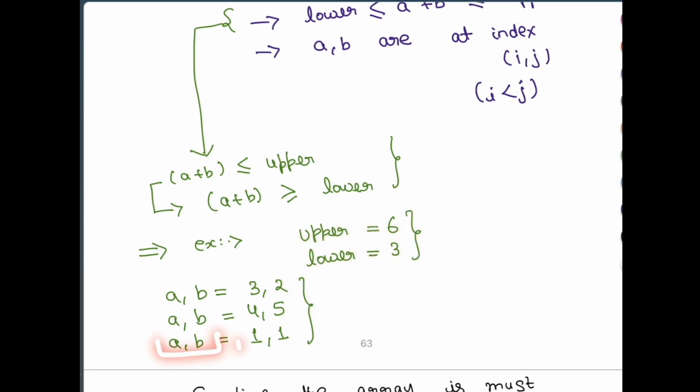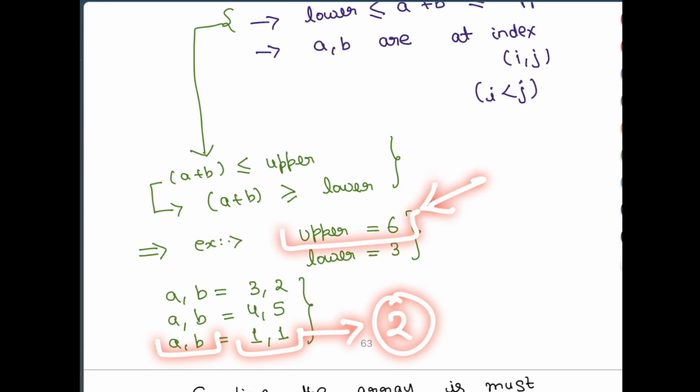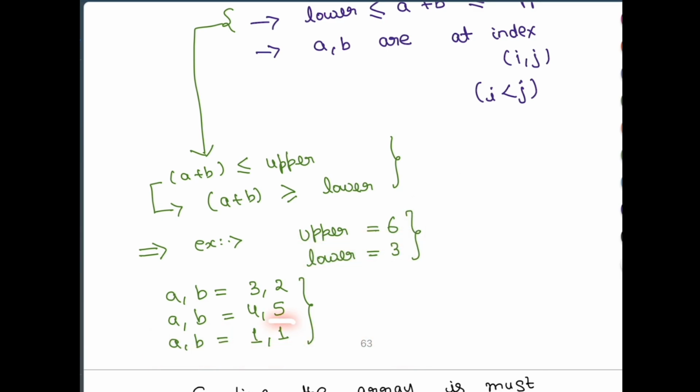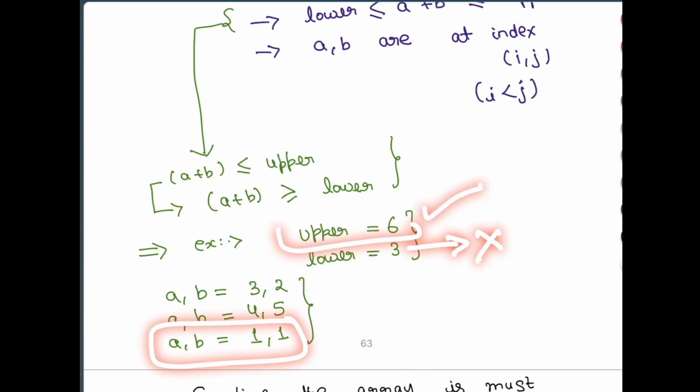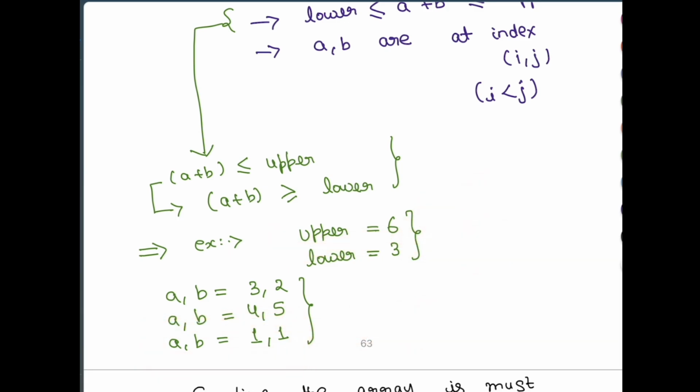What about when A, B is 1, 1? Then the sum is 2, right? I will check the first condition: the sum is 2 and it is less than or equal to the upper. That's fine. Now I will consider the second condition and check, is this 2 more than or equal to the lower? No, it is not. 2 is not more than 3, right? So in this case, although the first condition is fine, the second condition is not fine. So I will say this is also not a valid pair and I am not going to count it.